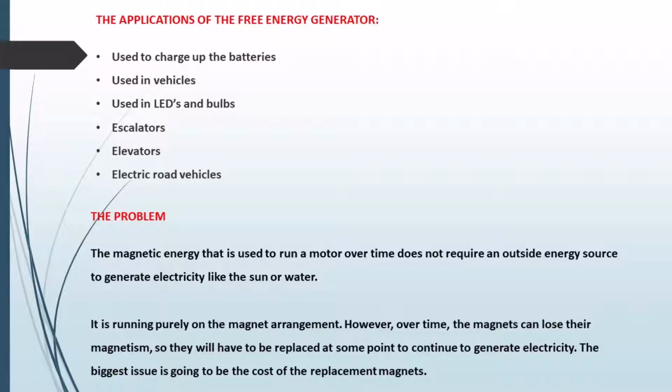The magnetic energy that is used to run a motor over time does not require an outside energy source to generate electricity, like the sun or water. It is running purely on the magnet arrangement. However, over time, the magnets can lose their magnetism, so they will have to be replaced at some point to continue to generate electricity. The bigger issue is going to be the cost of replacing the magnets.